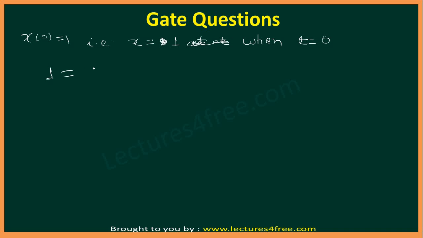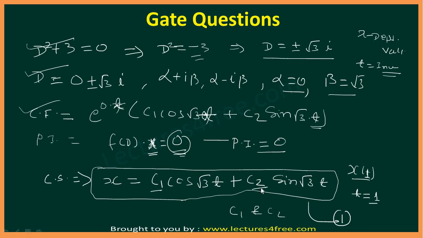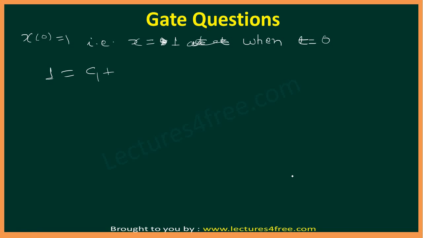You will get c1 plus, next is c2 sine root 3t. If you put t equal to 0, you will get sine 0 here. Sine 0 will be 0, so this whole term will be 0. So plus 0 plus 0. So here you will get the value of c1. C1 will be 1. C1 equal to 1.